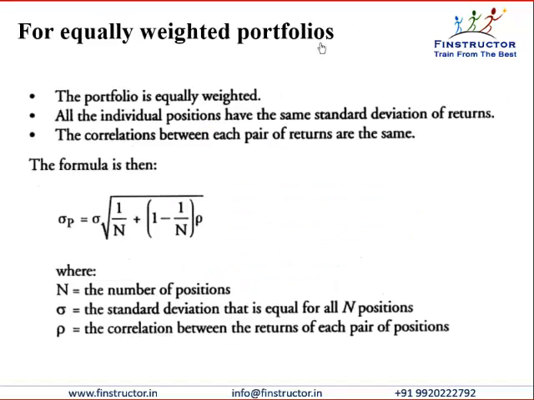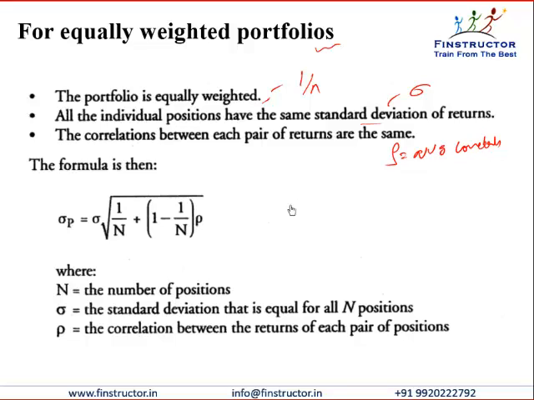Please note that we proved in FRM Part 1, in Foundations of Risk Management, that if the portfolio is equally weighted, that is all assets have a weight of 1/n, and all individual positions have the same standard deviation of returns, and the correlation between each pair of returns is constant, that is every asset is correlated with every other asset to the extent of rho.